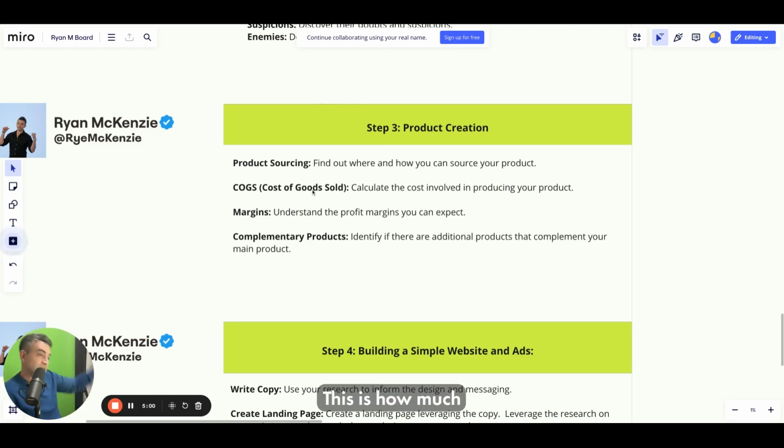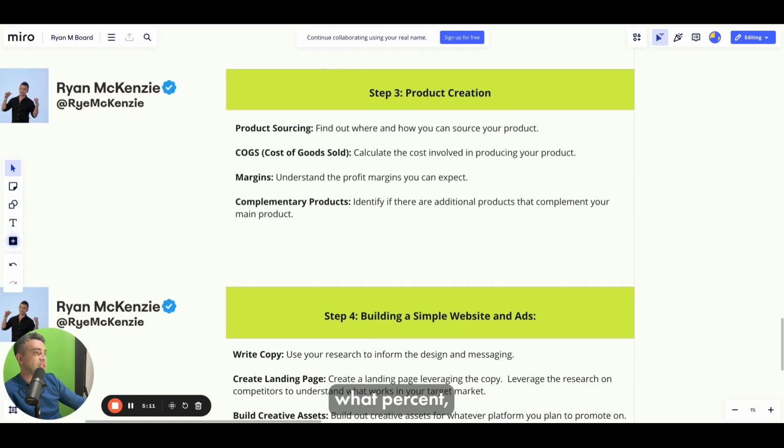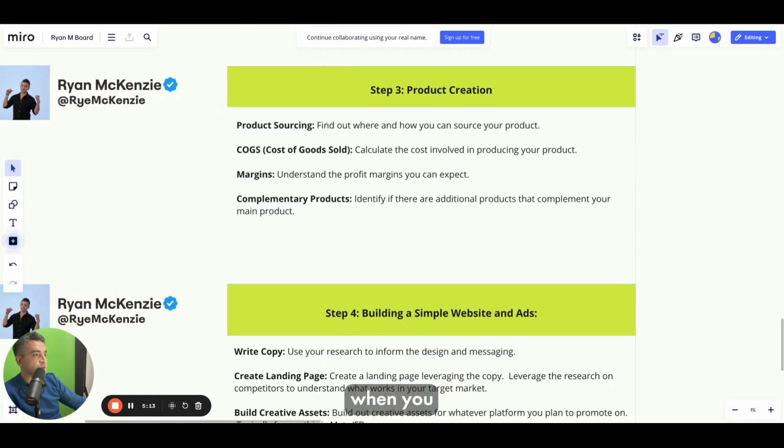This is how much it costs you to ship your product. This is before advertising or overhead. You need to know this so that you can calculate your margins, so you can figure out what your gross profit margin is when you make a sale.